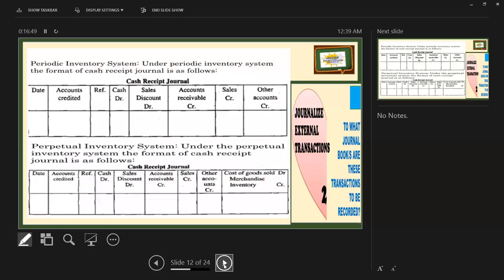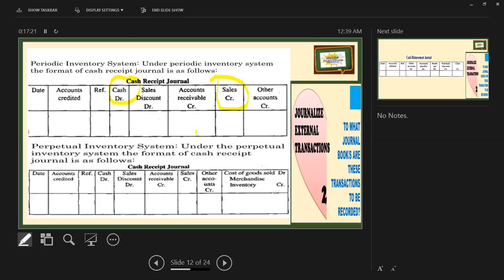So the next one will be the difference between a cash receipts journal for a business maintaining a periodic system of inventory and for a business maintaining a perpetual inventory system. So in periodic inventory system, cash receipts journal will only have debit cash, credit sales.